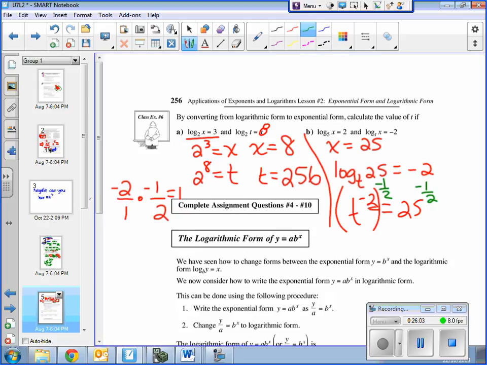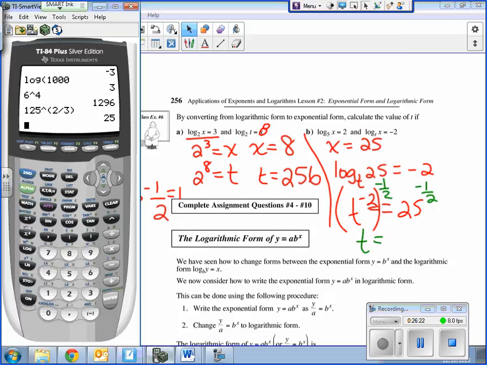So if you ever have the base as the variable, always set that exponent to multiply the other exponent to get 1. Sorry, what are you guys asking? Yep. So then this will be t equals 25 to the negative 1 half. You can put that into your calculator. It's a negative, so it's going to be a fraction. 1 over 5.